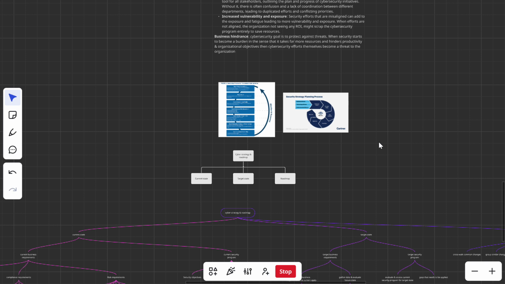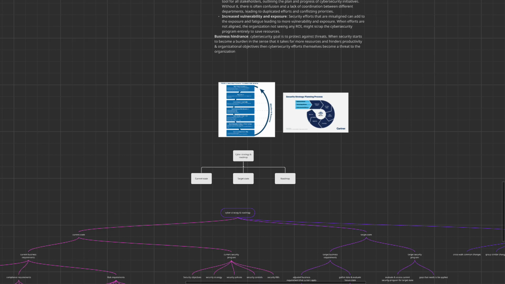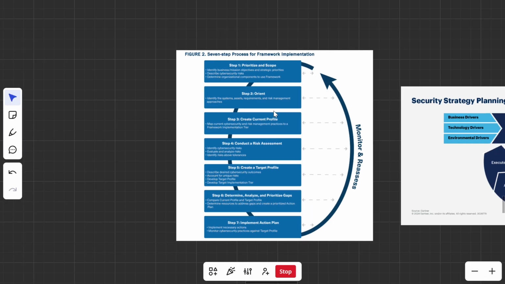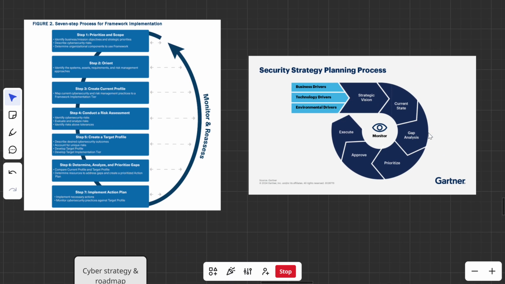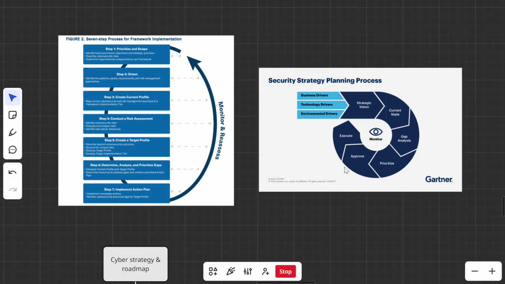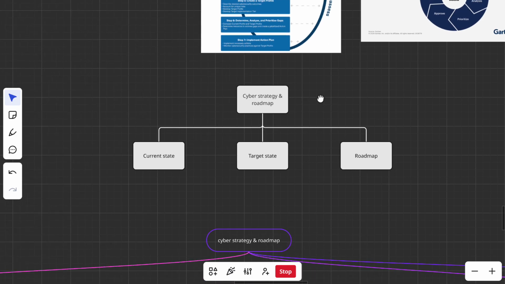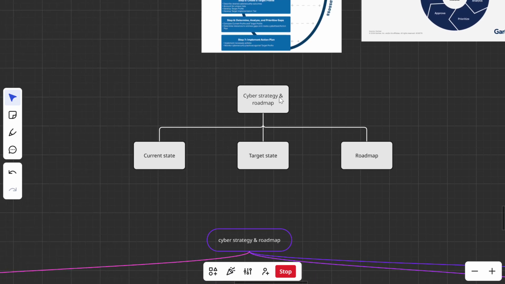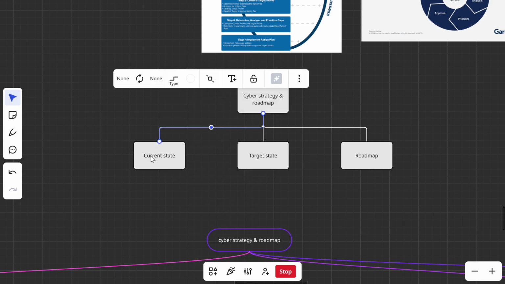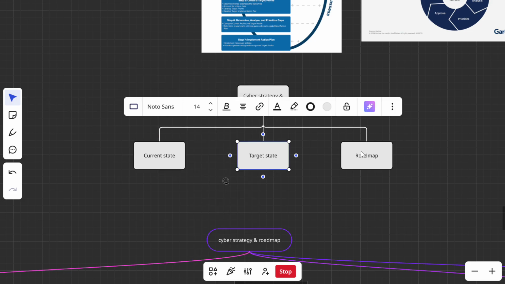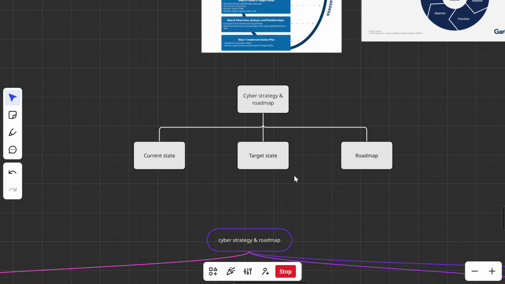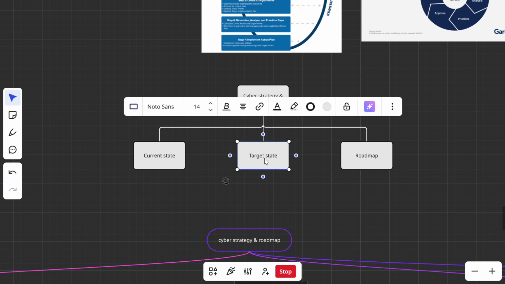So the high-level process of how this roadmap and strategy looks like, how do you develop this? It's CISA, and this one is Gartner. Gartner is very simple: the strategic mission, and then you have current state, gap analysis, prioritize. So it may be confusing. Let's divide cybersecurity strategy into three parts. The first part is the current state, and this is the target state. This is the roadmap. You want to go to the target state.